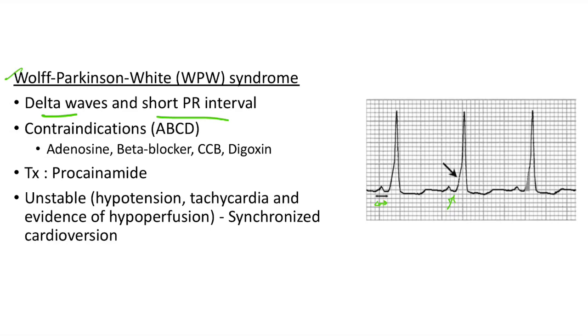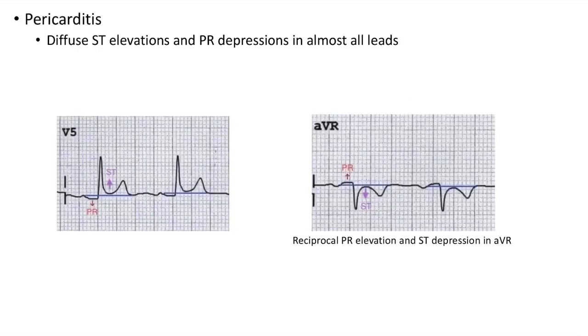Certain drugs are contraindicated in WPW syndrome. A mnemonic to remember the drugs is ABCD, that is adenosine, beta blocker, calcium channel blocker and digoxin. We have to treat WPW syndrome with procainamide. If the patient is unstable, that is, if there is hypotension, tachycardia and evidence of hypoperfusion, we have to do synchronized cardioversion.